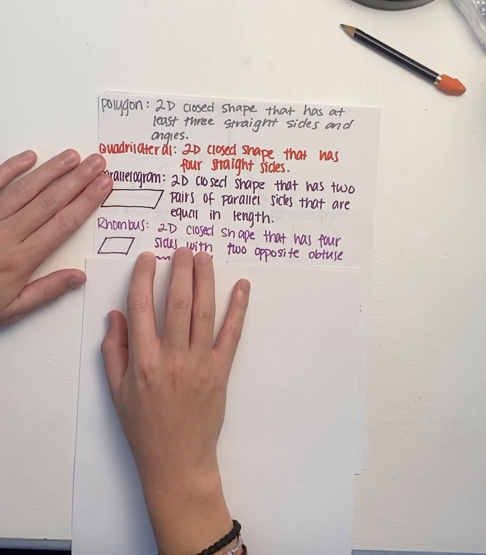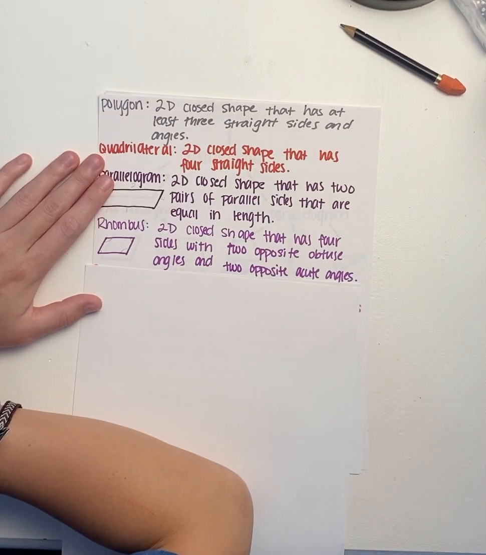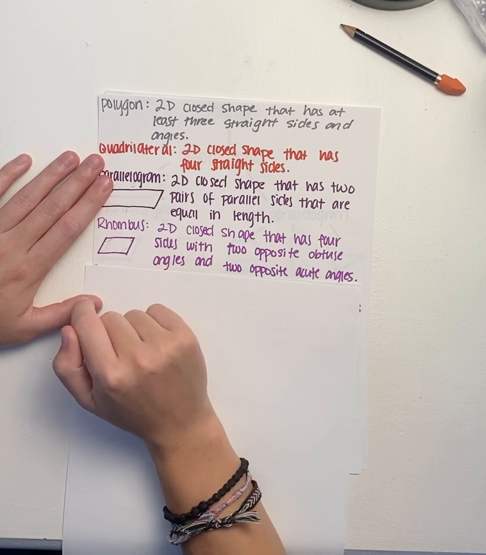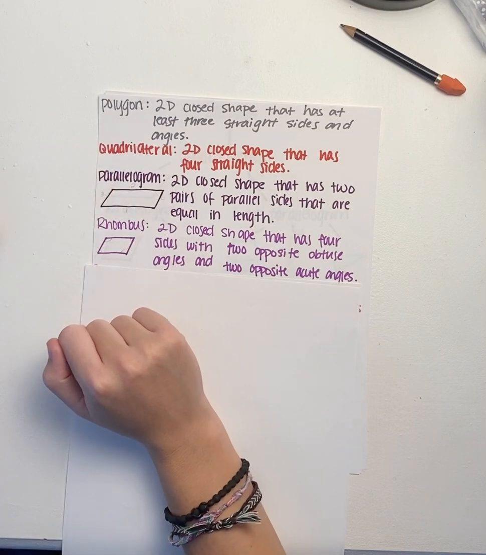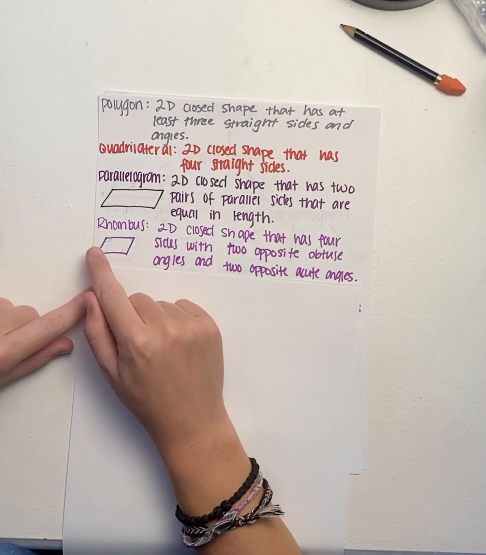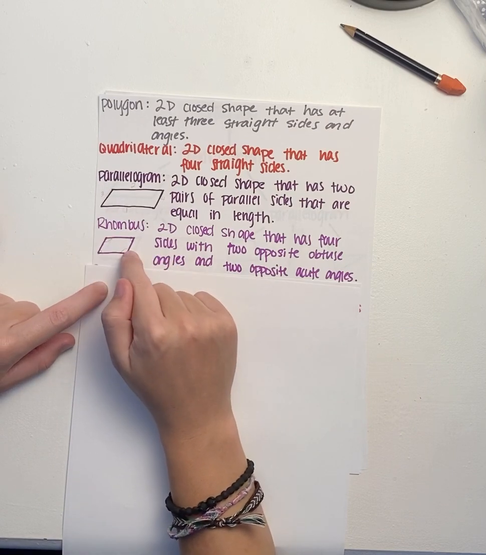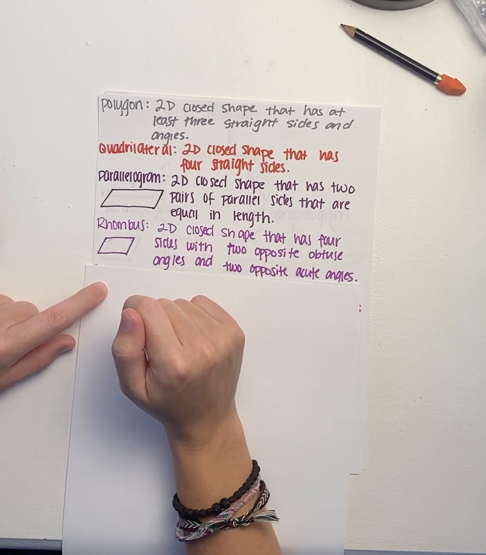A rhombus is a two-dimensional closed shape that has 4 sides with 2 opposite obtuse angles and 2 opposite acute angles, meaning the degree of the angle is less than 90 degrees for the acute angles, and the degree of the obtuse angles is between 90 and 180 degrees.